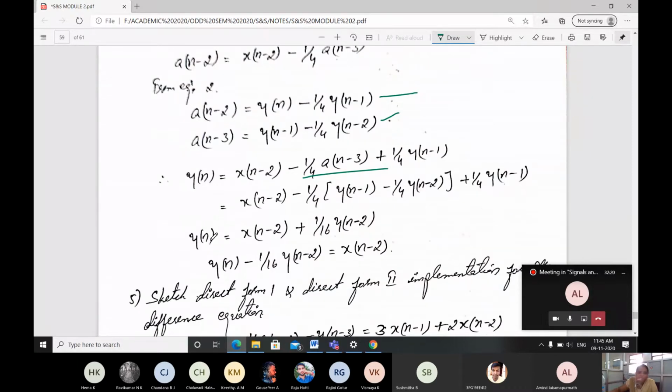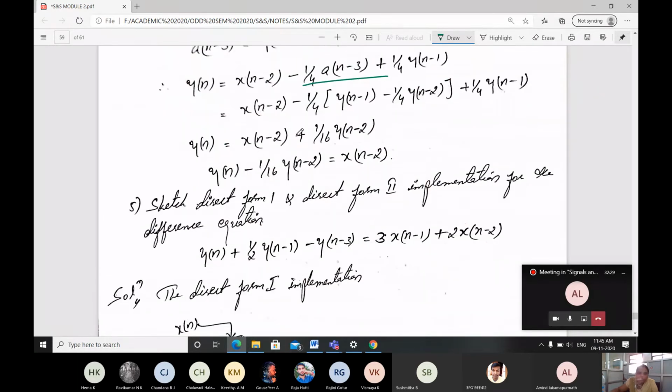You will be getting y of n is equal to x of n minus 2 plus 1 by 16 y of n minus 2. In terms of writing y terms on one side and x terms on the other side, I will be getting y of n minus 1 by 16 y of n minus 2 is equal to x of n minus 2.